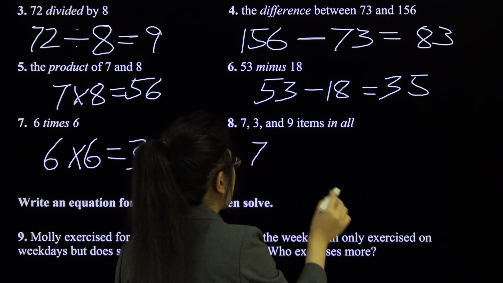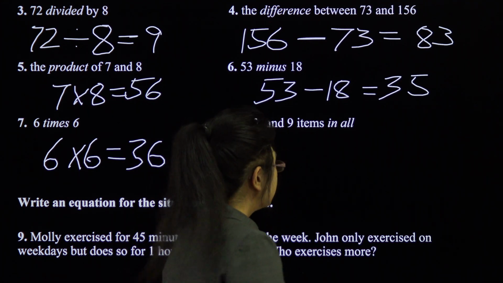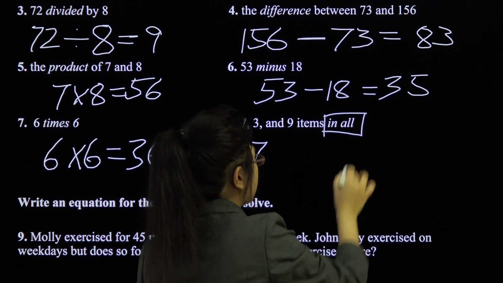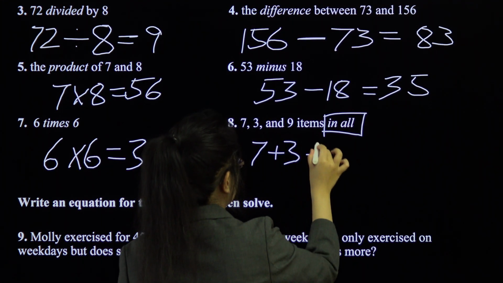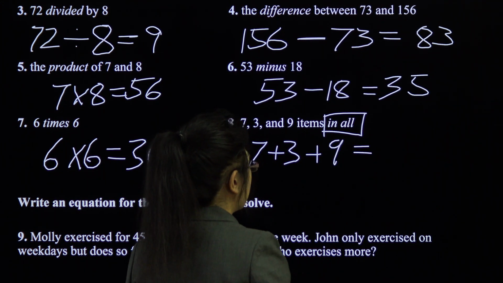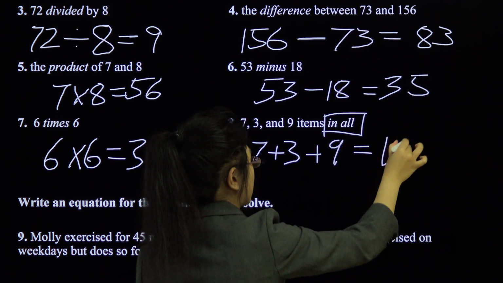7, 3, and 9 items in all. In all is together. So that's addition. 7 plus 3 plus 9, and that's 10 plus 9, which is 19.